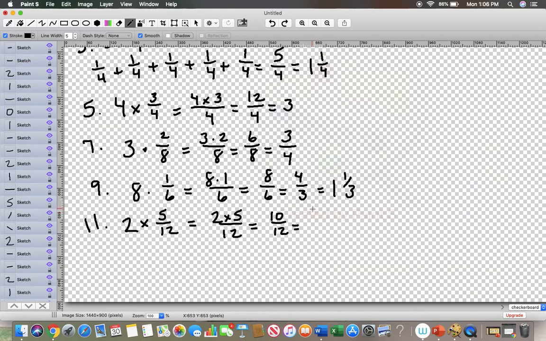So divide: 10 divided by 2, which is 5. 12 divided by 2, which is 6. 5, 6 should be your answer.